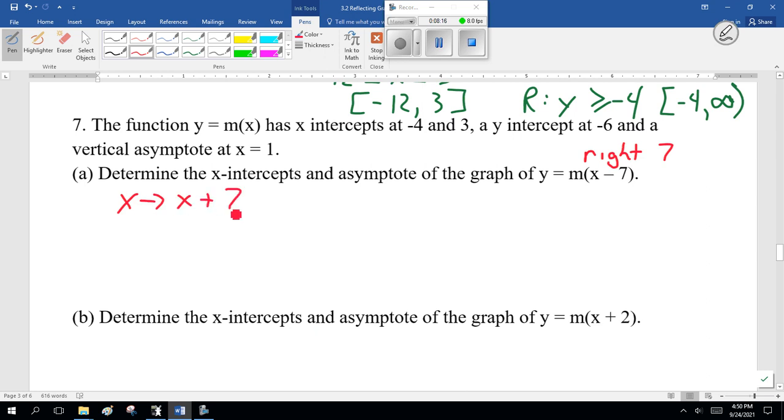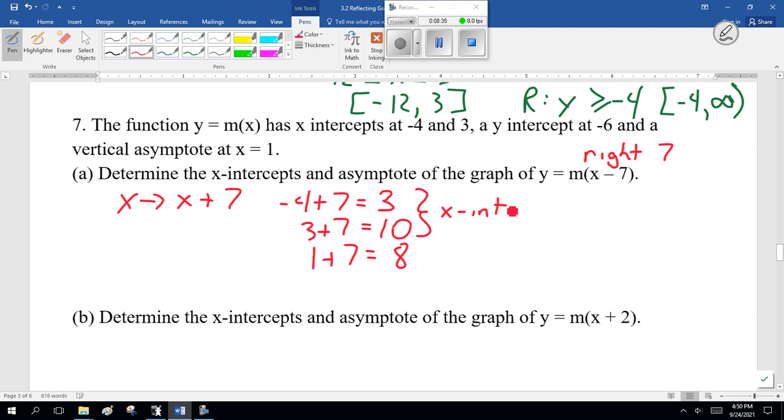So my intercepts, -4 plus 7 equals 3. 3 plus 7 equals 10. And, oh, my vertical asymptote is now 8.